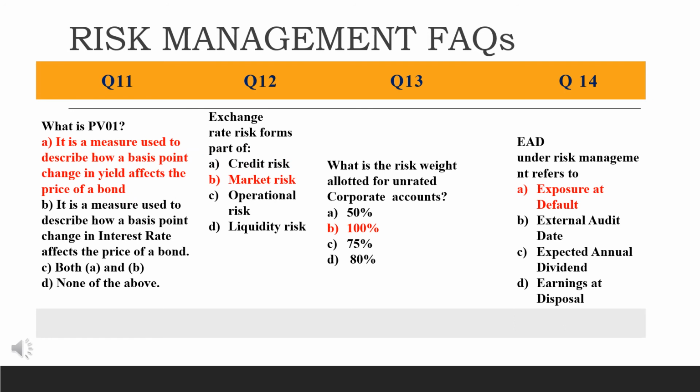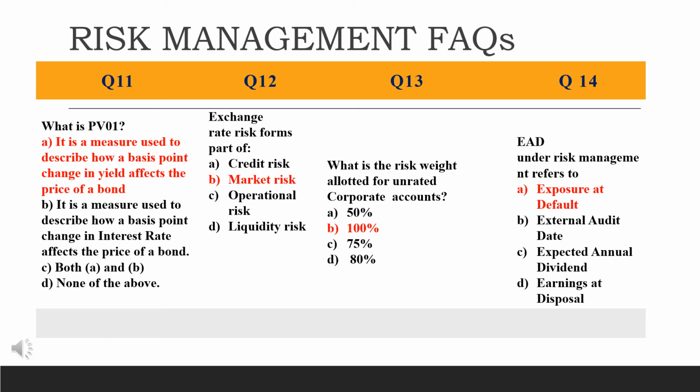So friends, here in this slide there are 4 questions. Just have a look in the slide. So what is PV01? Okay, PV means present value. So what is present value 01? It's the basic points they are mentioning. So let's see here. What is PV01? They have given you 4 options.